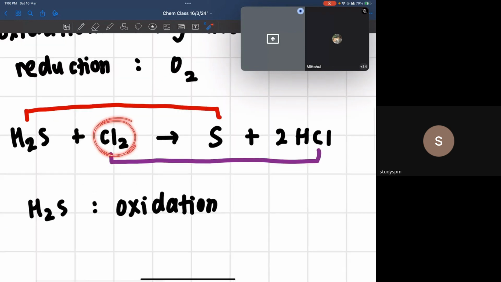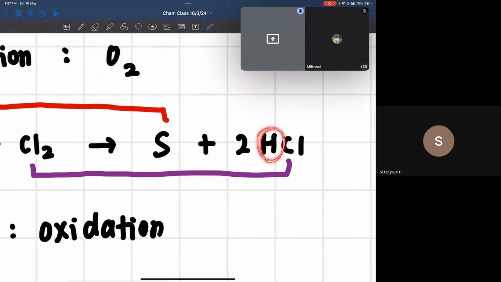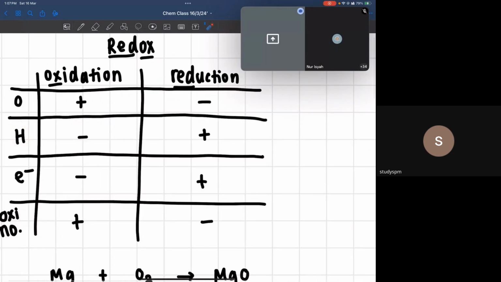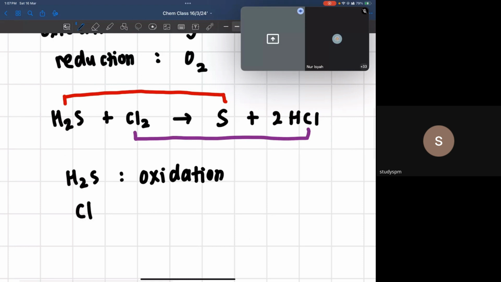So this one, the other one, chlorine gas, and then suddenly becomes hydrogen chloride. It gains hydrogen, right? If it gains oxygen it's oxidation, but if it gains hydrogen, it's reduction, right? So we can say this chlorine gas undergoes reduction. It's very easy to identify, right?